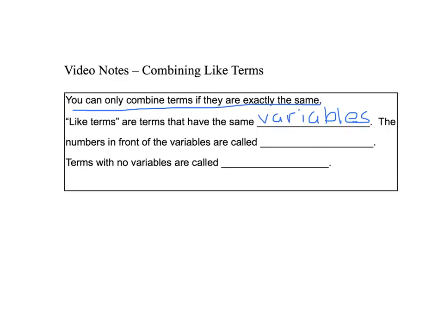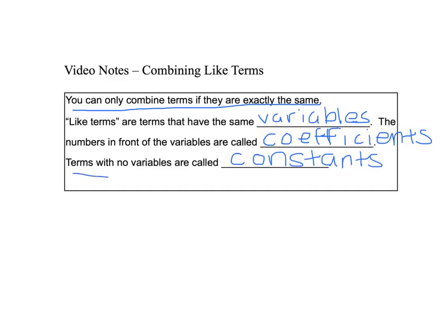The numbers in front of the variables are called coefficients. And terms with no variables are called constants. So terms with no variables, that's just going to be a number like 3, -11. They have no variable after them.